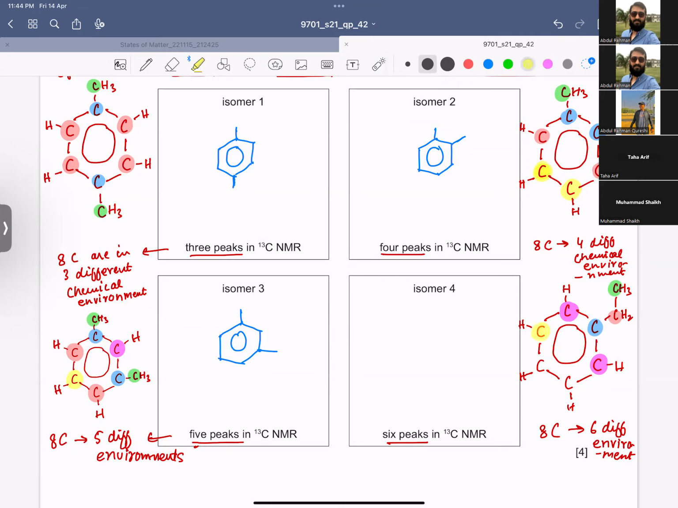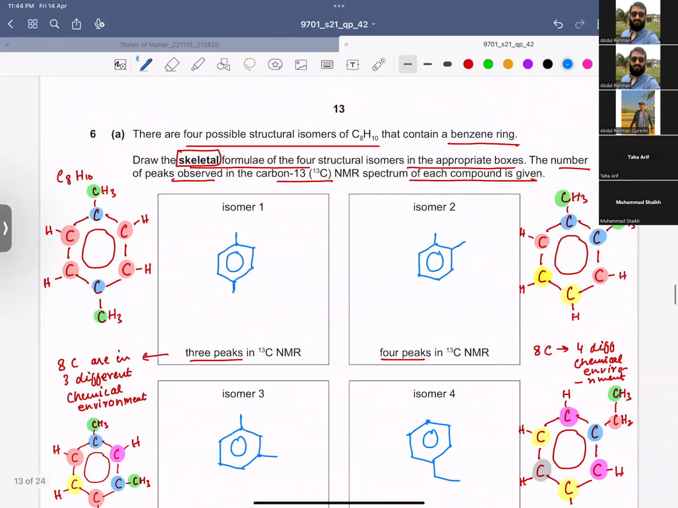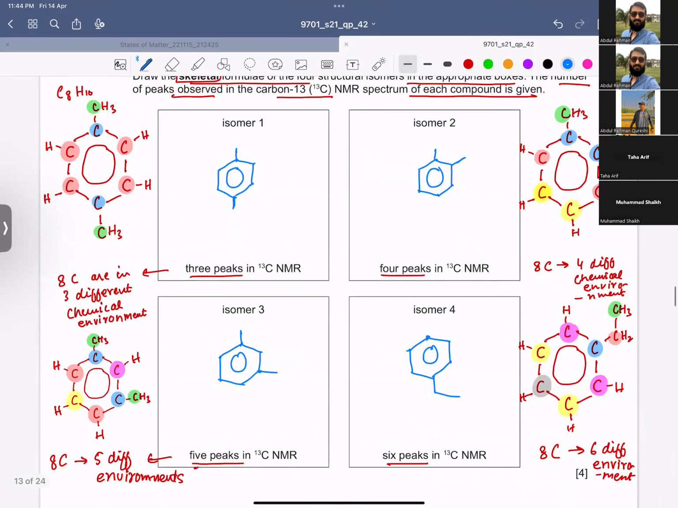Then these 2 carbons would give you a different signal, and this carbon would give you a different signal. So if you see now, there are 6 different environments, so you would be getting 6 different signals. So my isomer number 4 would be this. And as they have mentioned to draw the skeletal formula, that's why I draw skeletal formula in the boxes. Sir, is this clear?